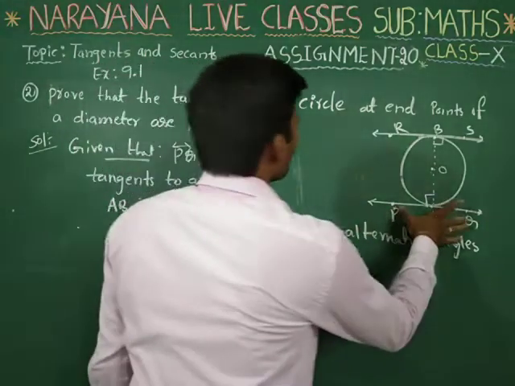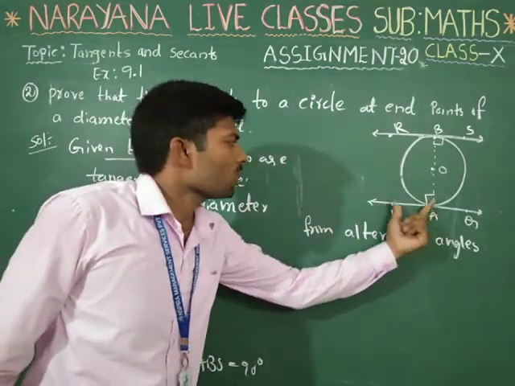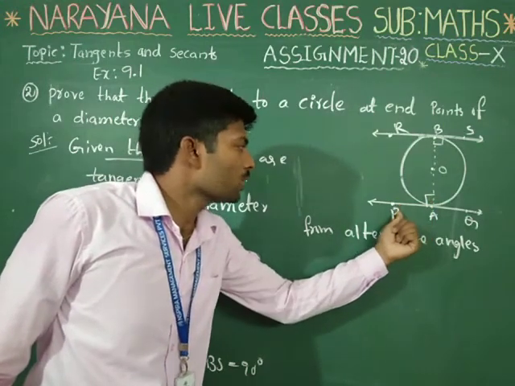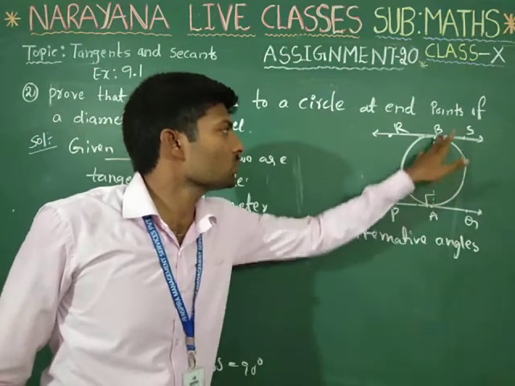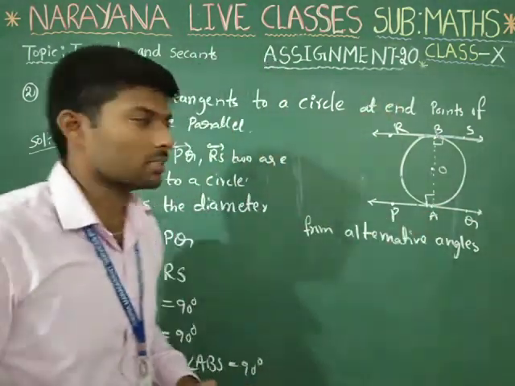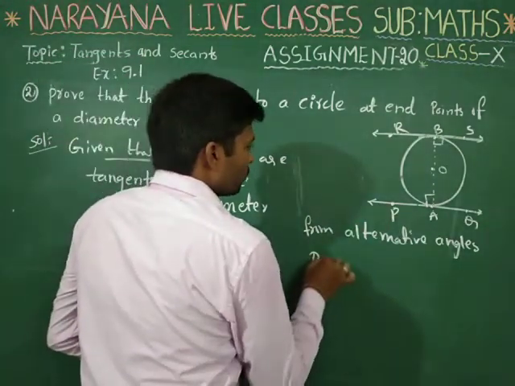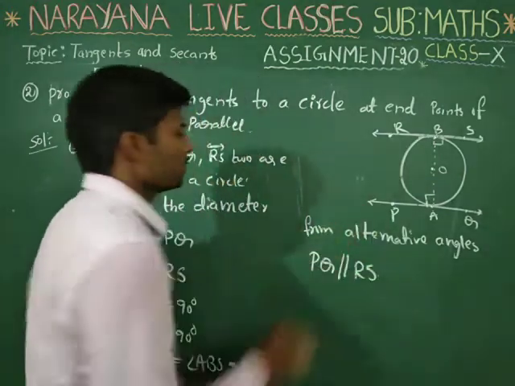What about this one, AP? So from the tangents, two alternate interior angles are equal means angle PAB equals angle ABS. If these two angles are equal, then these two tangents are parallel to each other. That is, PQ is parallel to RS.